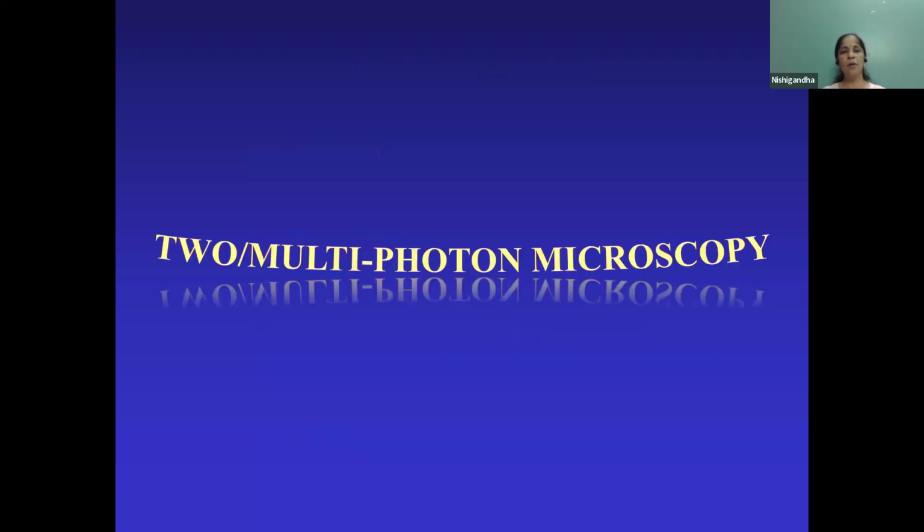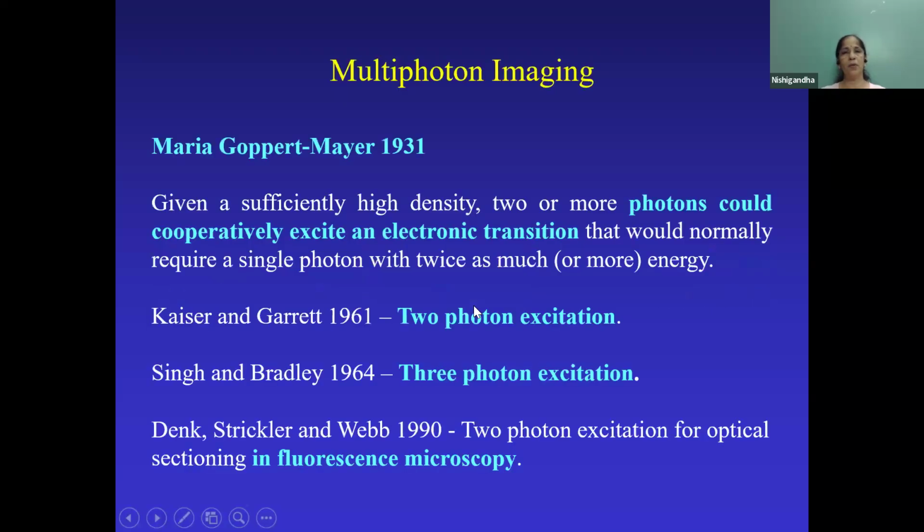So there was a solution to the problem of phototoxicity and photobleaching, and that was two or multiphoton microscopy. This concept was first put forth by Maria Goeppert-Mayer in 1931. So what is this concept? I'll just read it out and then try to explain. Given a sufficiently high density, two or more photons could cooperatively excite an electronic transition that would normally require a single photon with twice as much or more energy.